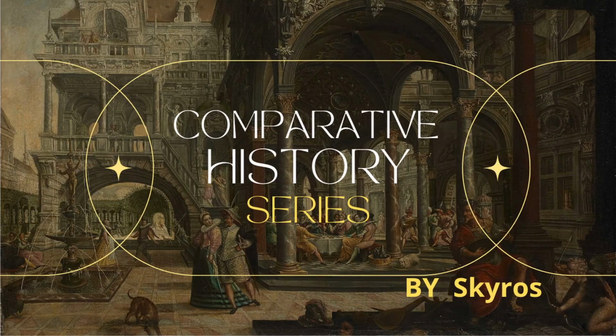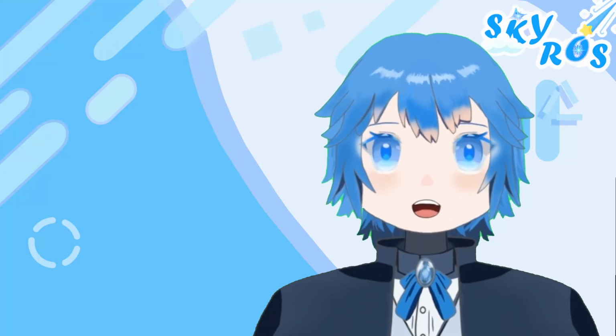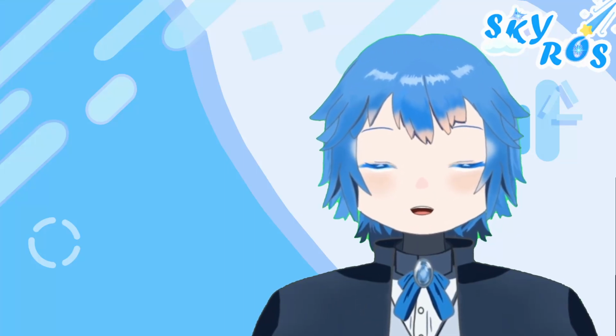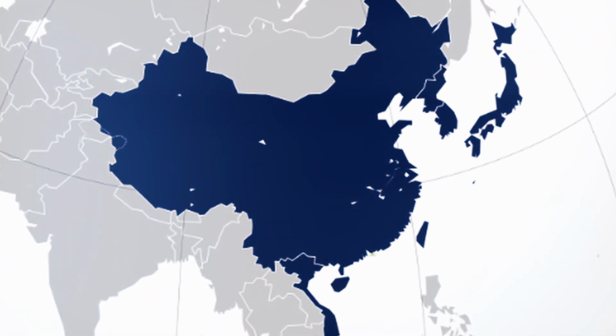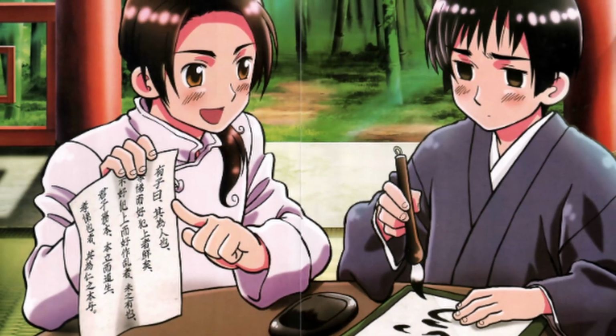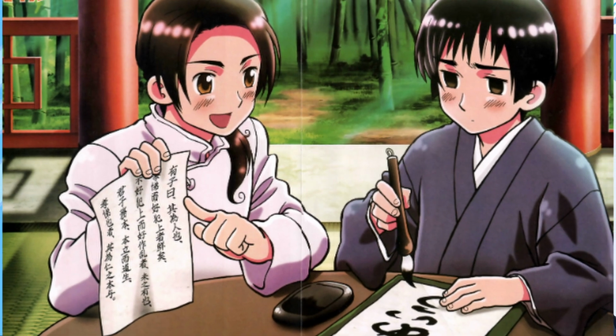If you are curious about all this, welcome to my history series. And this is Skyros, an Eastern wizard who loves the classic. And today's topic is about the Chinese cultural sphere. More precisely, the relationship within the Chinese and Japanese language.